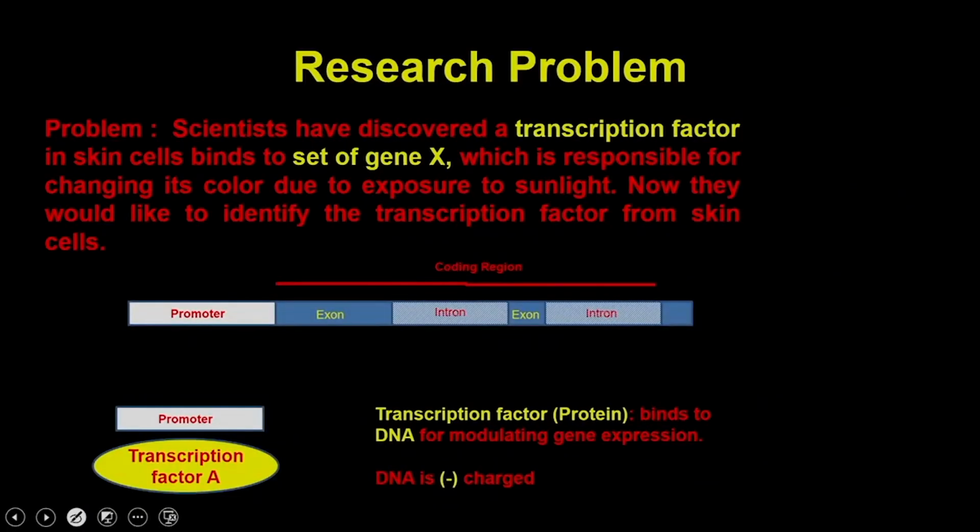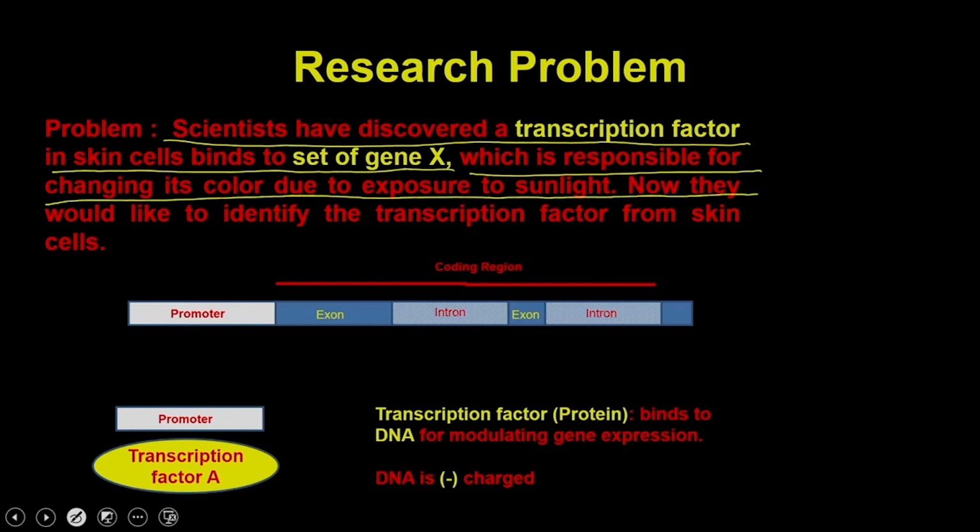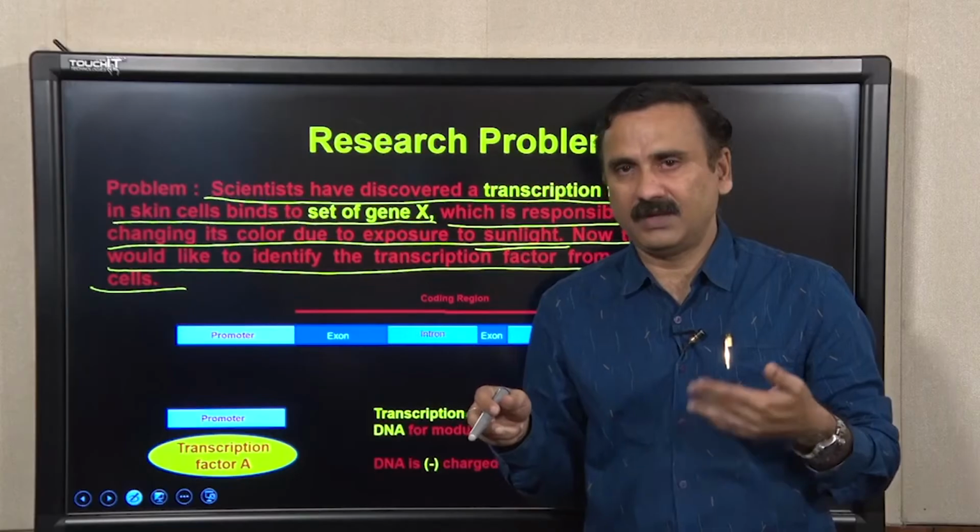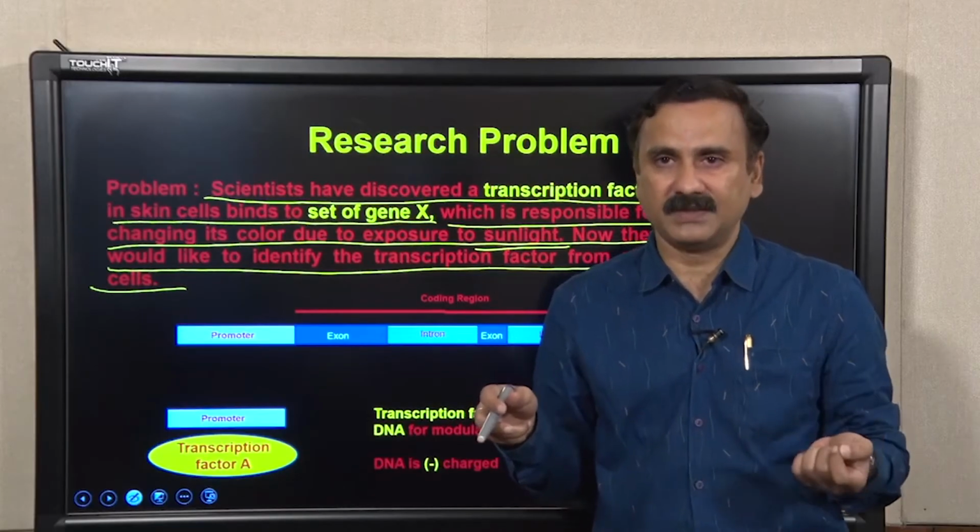Now we have another problem. The scientists have discovered a transcription factor in a skin cell that binds to the promoter of gene X, which is responsible for changing its color due to exposure to sunlight. Now they would like to identify the transcription factor from the skin cells. So this I think we have discussed when we were discussing electrophoresis.